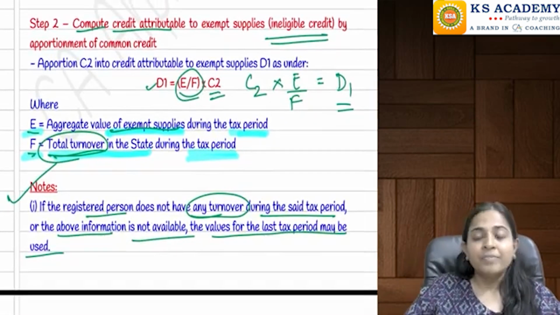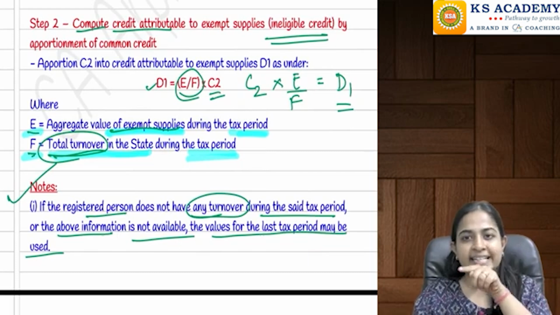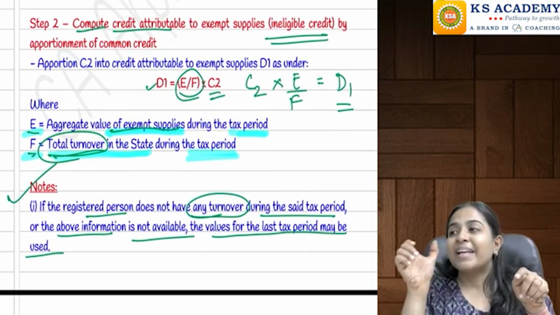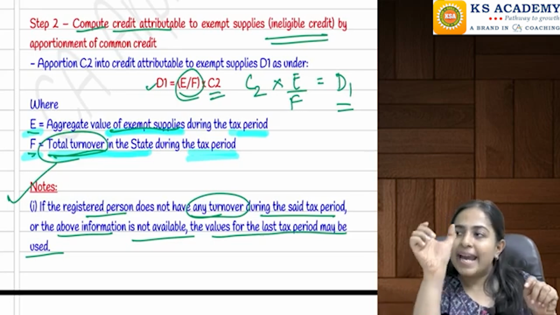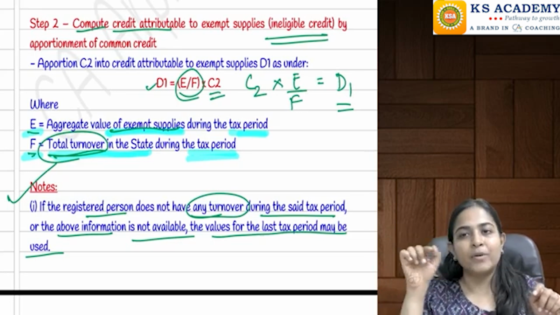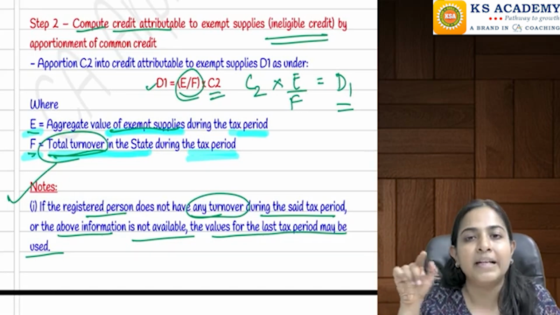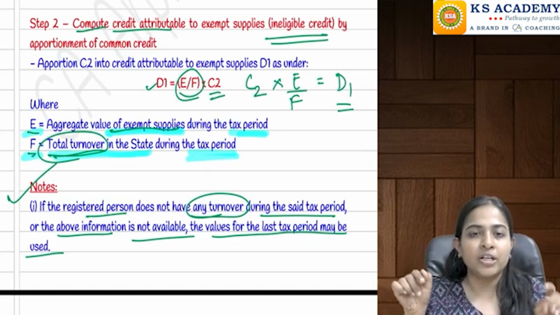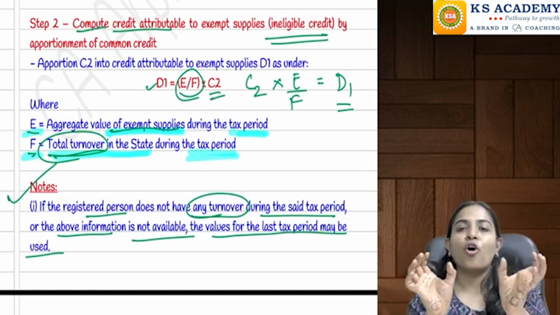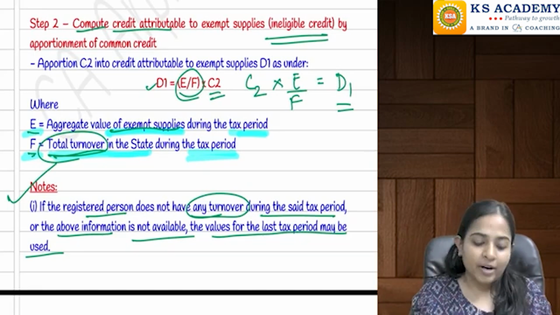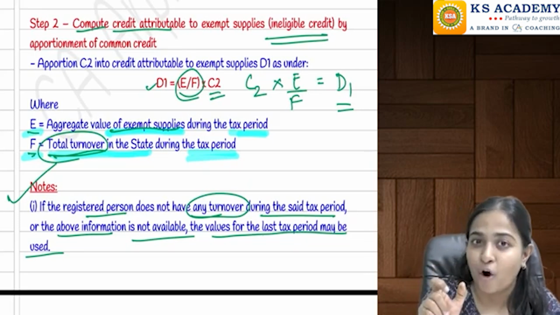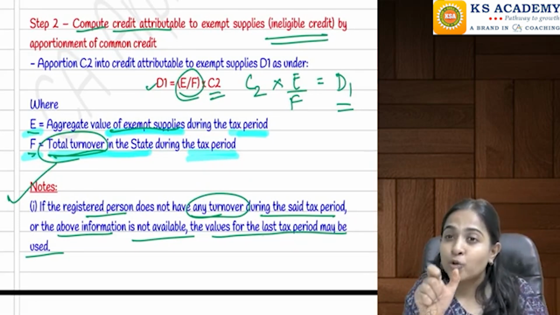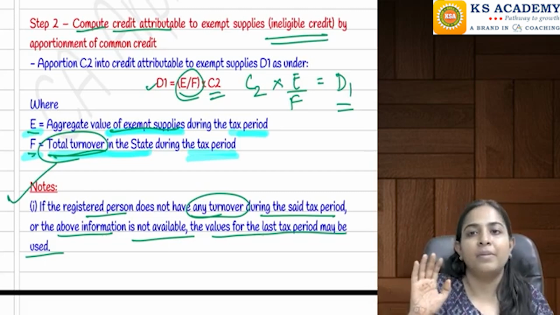In step number 2, first you take that common credit C2 multiplied by exempt turnover divided by total turnover. Exempt turnover upon total turnover gives me the exempt turnover percentage, the exempt turnover proportion. That much proportion of your common credit should be reversed. That is considered as D1. D1 is that proportion of common credit which belongs to exempt supply. So this much will be reversed.